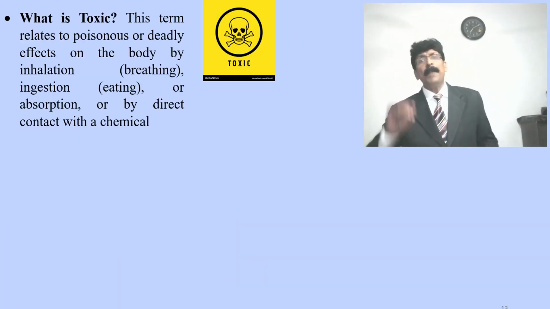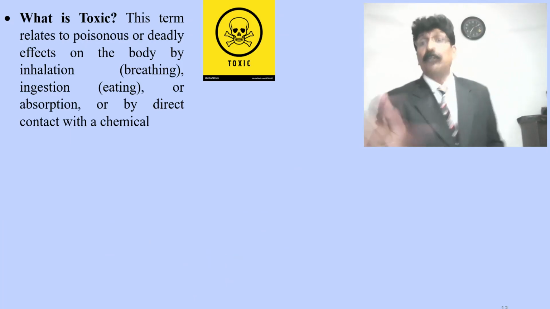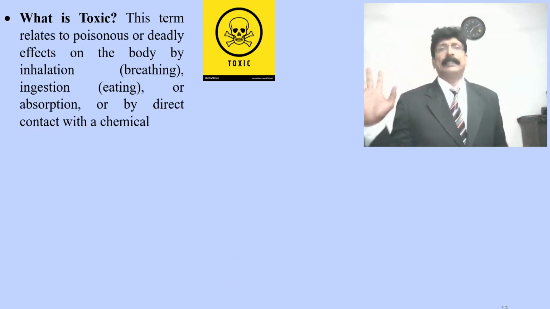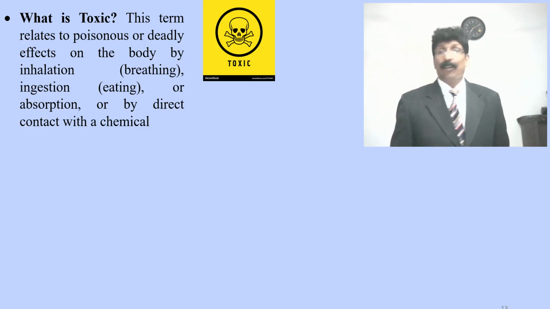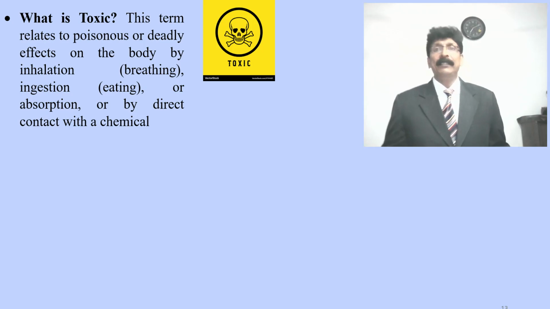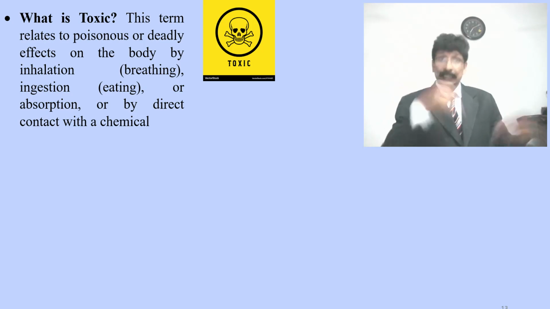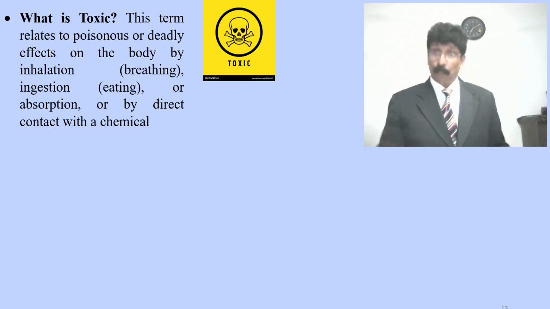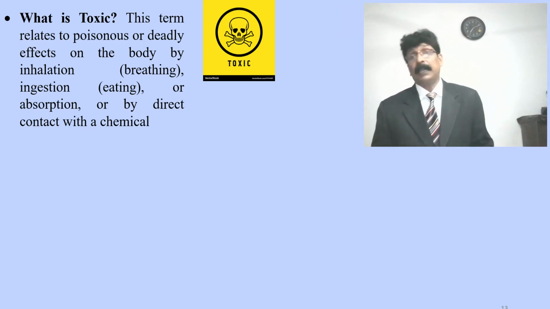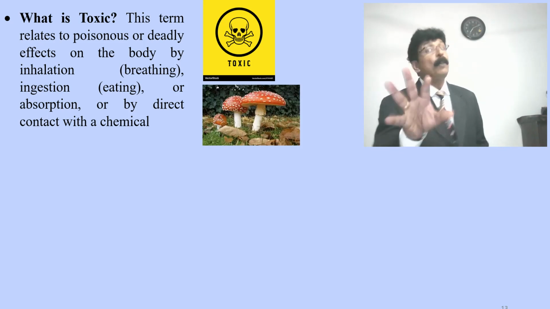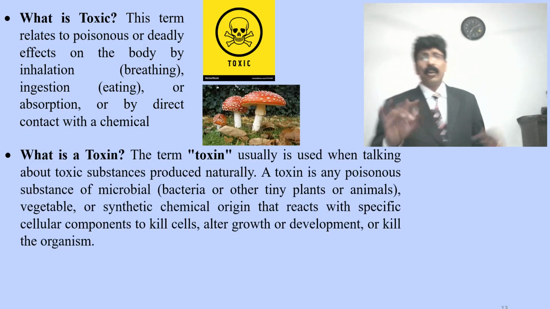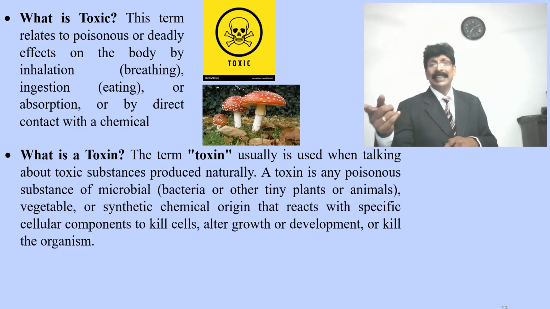So what do you mean by toxic? The word toxic is the term related to a poisonous or deadly effect on the body by inhalation, breathing, or ingestion, eating something toxic, or absorption, or by direct contact with the chemical. This is about a plant, so we say toxin naturally. So toxin and toxicant, there are two words.